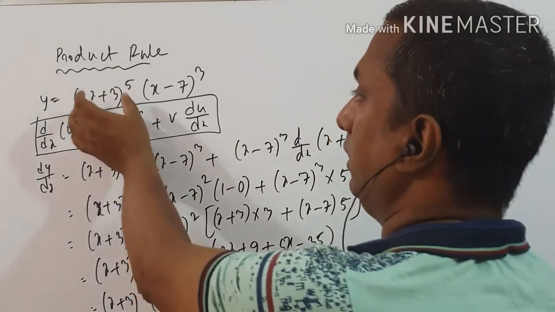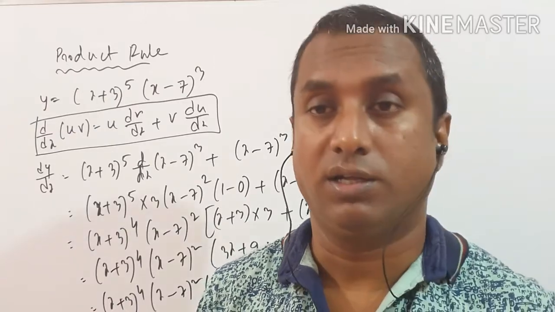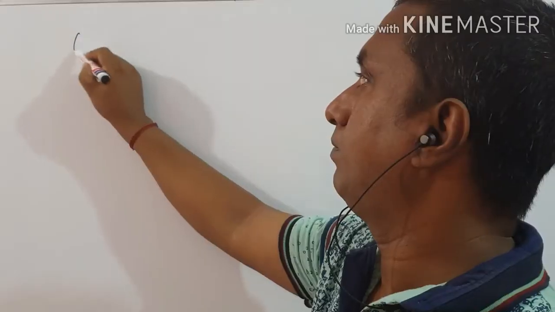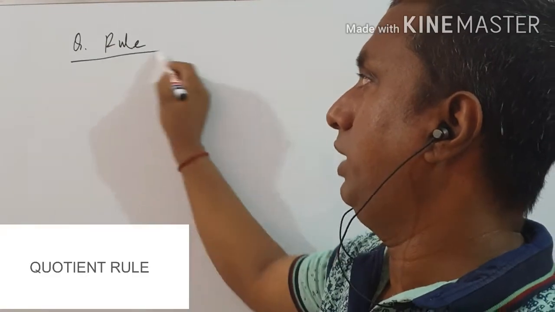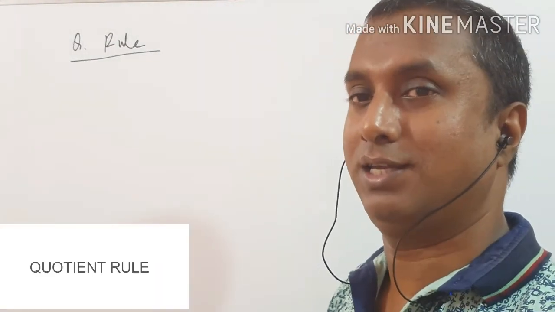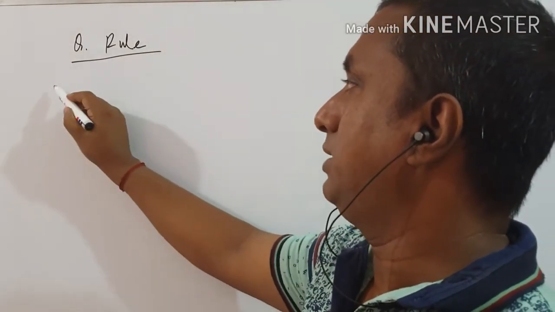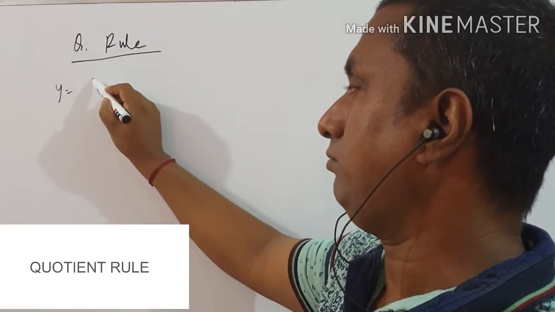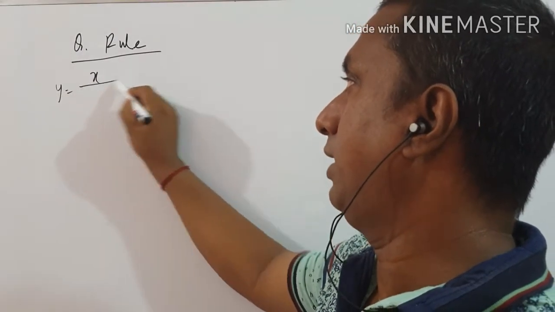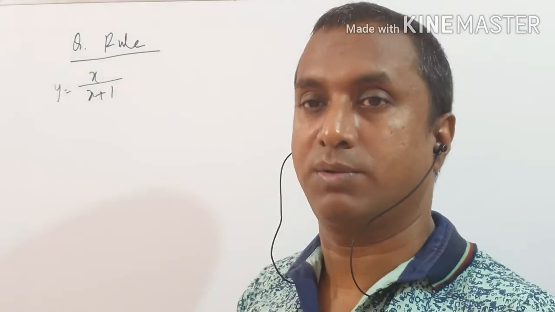If you see two expressions with a multiplication sign, use the product rule. Now what will happen if the expression is given in division? Quotient rule. Quotient rule means there will be some expression, suppose y equals x by x + 1.